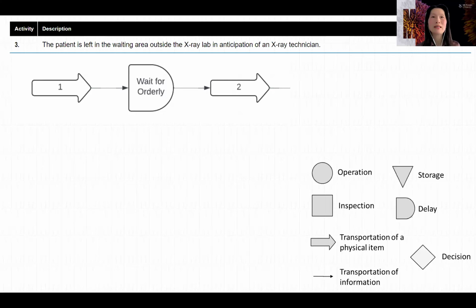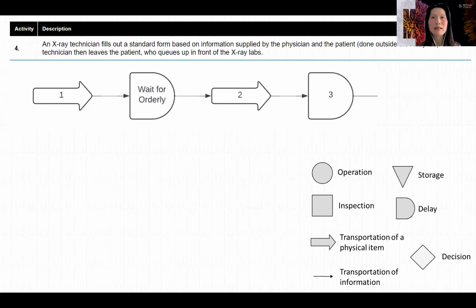The third one is here, you can see very clearly, they were left in the waiting area, indicating they need to wait. So there's another delay here, number 3, waiting for the X-ray technician. Then number 4 is a bit long. You can see they have 2 sentences, basically 2 activities involved. The first one is the technician does some paperwork. And the second one is that the technician leaves the patient who queues up in front of the lab. Queue, in other words, indicates another delay, another holding or waiting here.